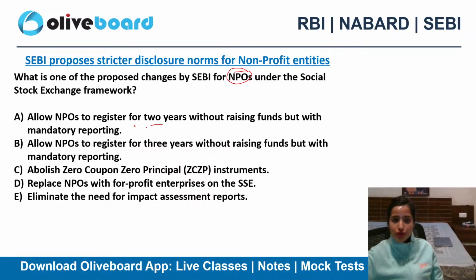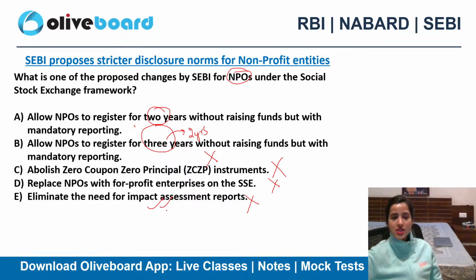Allow NPOs to register for 3 years without raising funds. This was 2 years to 3 years. Abolish zero coupon, zero principal instruments. This is completely wrong. This is also wrong. Allow NPOs to register for 3 years. Right now in the previous slide only we saw that it is 2 years. Replace NPOs with for-profit enterprises. Not at all. We did not talk about this. Eliminate the need for impact assessment reports. No. In fact, we talked about this impact assessment report which needs to be reported annually. Right? So the correct answer is A.